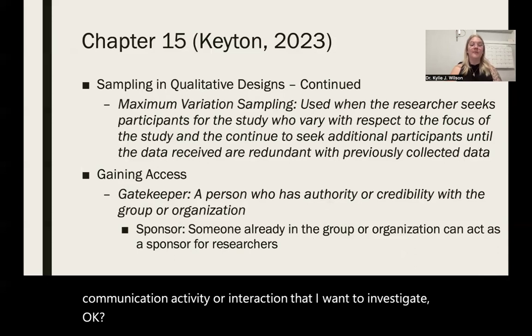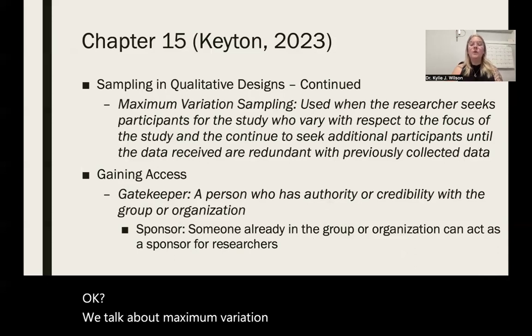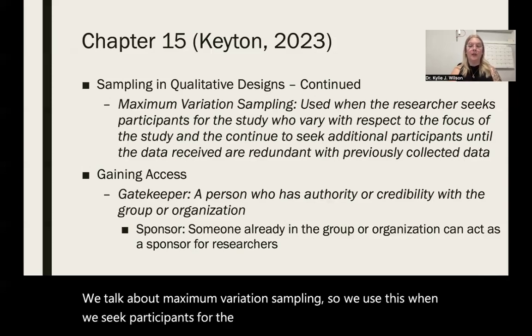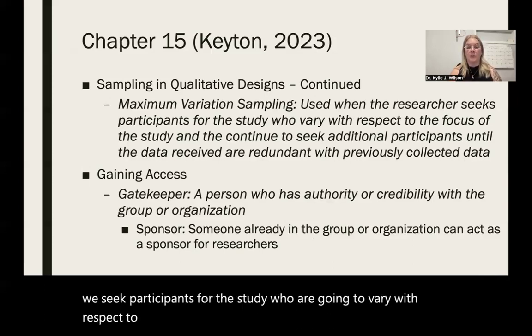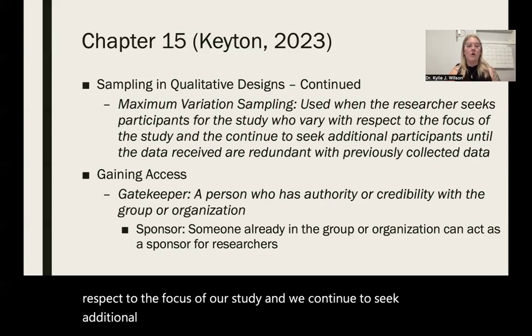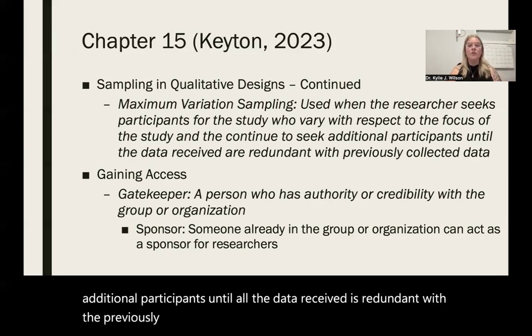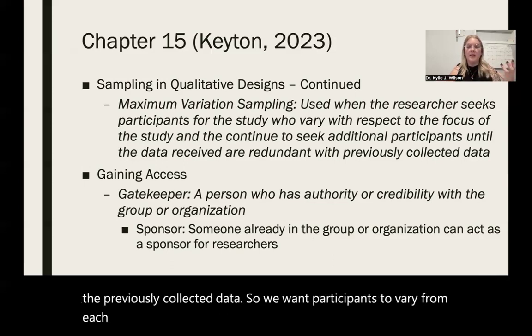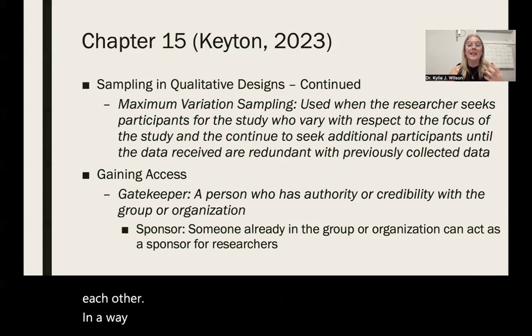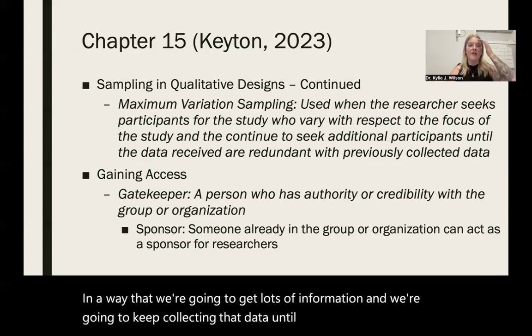We talk about maximum variation sampling. We use this when we seek participants for the study who are going to vary with respect to the focus of our study. And we continue to seek additional participants until all the data received is redundant with the previously collected data. So we want participants to vary from each other in a way that we're going to get lots of information, and we're going to keep collecting that data until we have redundancy.